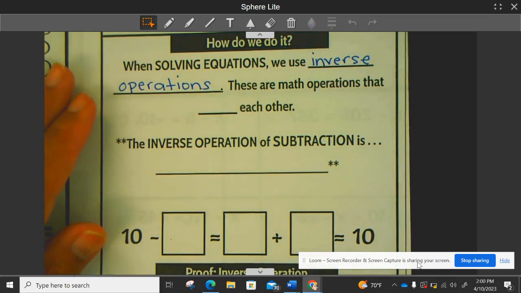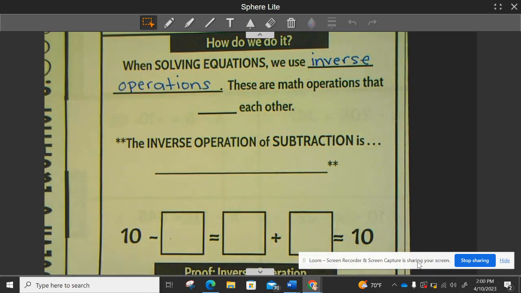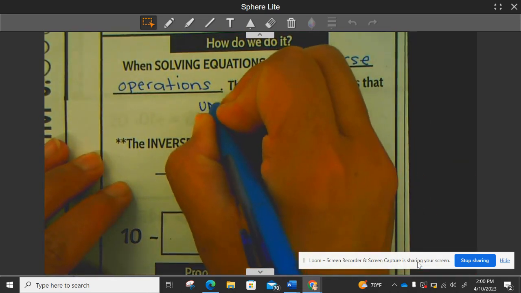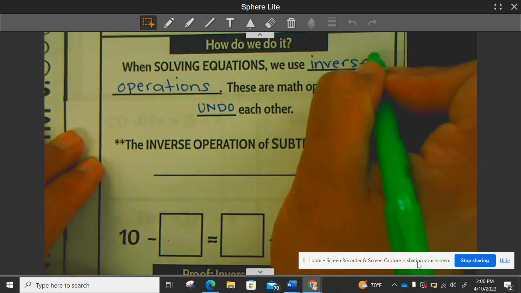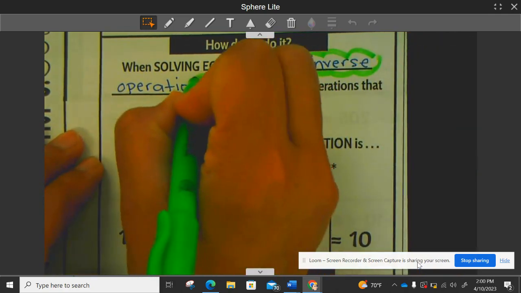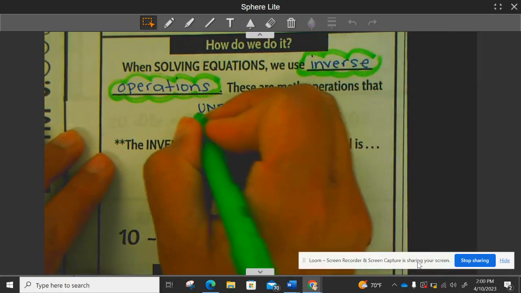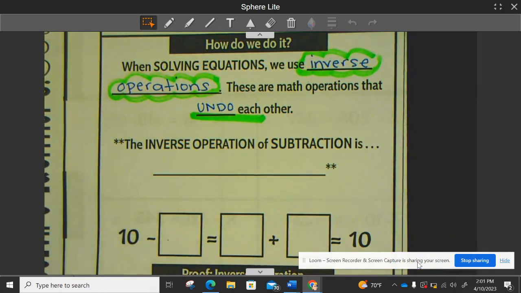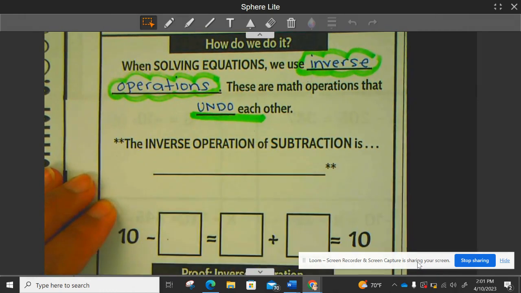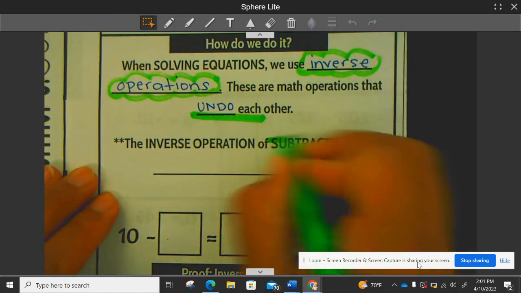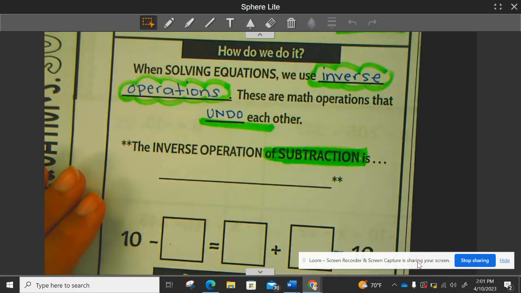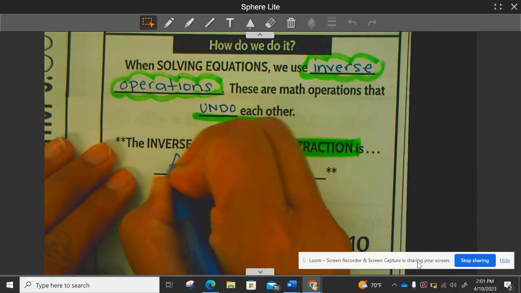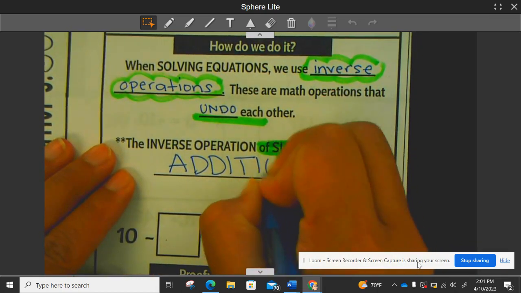Good. And basically, the reason why we use inverse operations is because they undo each other. So inverse operations is a math key term, which means they undo each other. All right. So the inverse operation for subtraction, because all of these are going to be subtraction problems. So the inverse operation for subtraction is to undo. It is addition.